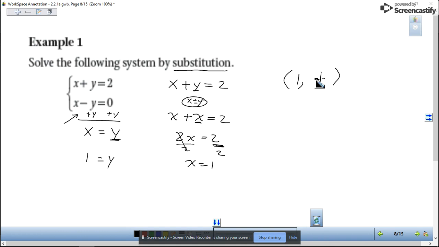Now, let's check that point to make sure it's true. So 1 plus 1 equals 2. Well, 2 equals 2, so that's true. And then 1 minus 1 equals 0. 0 equals 0. Check, check.